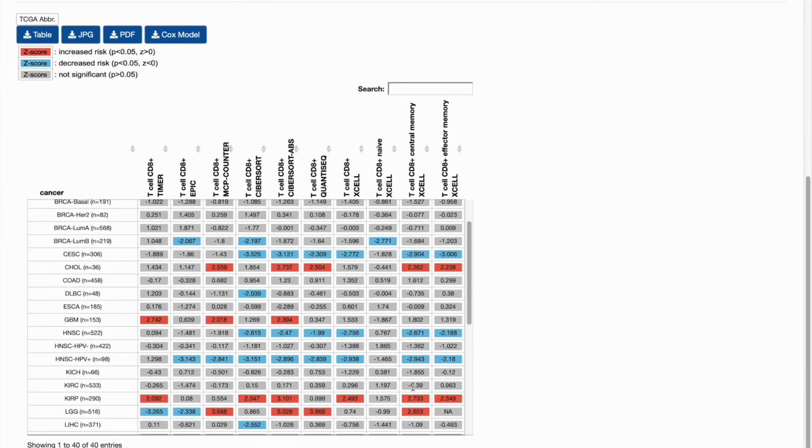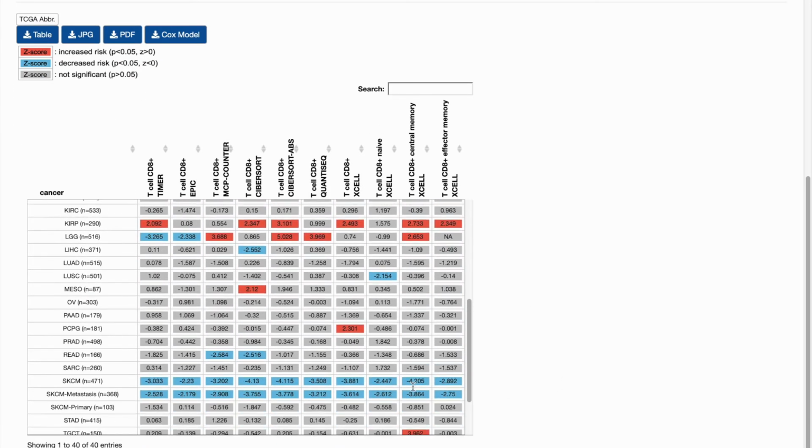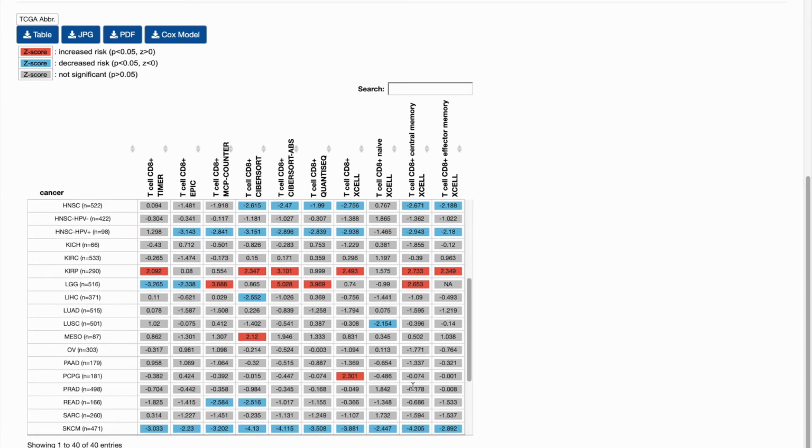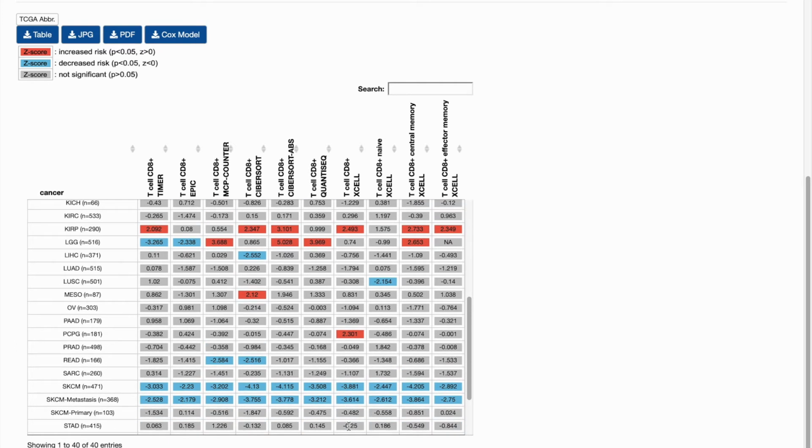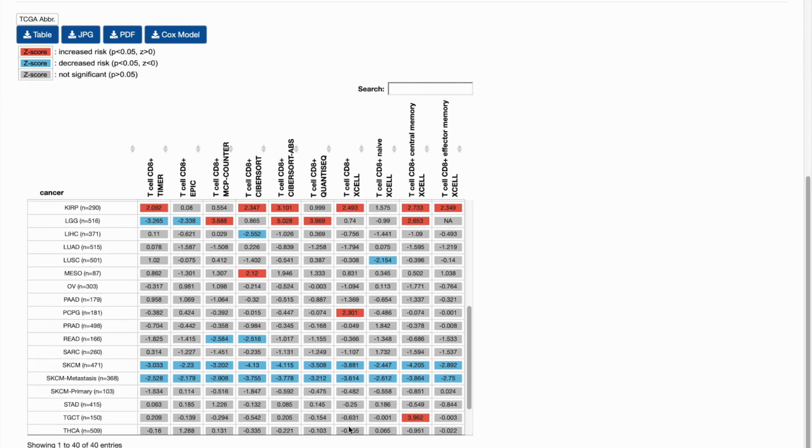From this heat map, we can see CD8 T cells are good for patient survival in several cancer types, including the HPV-positive head and neck cancer and the melanoma cohorts. And we can also further check the relationship between the CD8 T cell infiltration and the patient overall survival in the specific cancer type that we are interested in. For example, we can just click here.